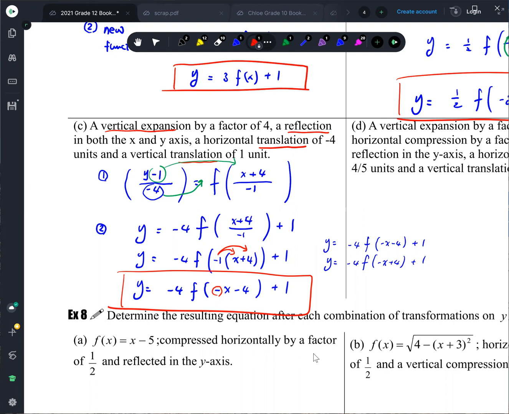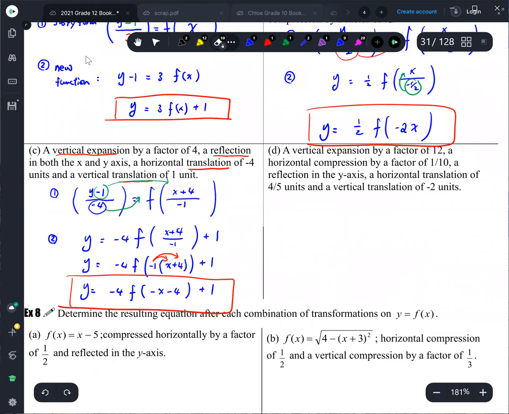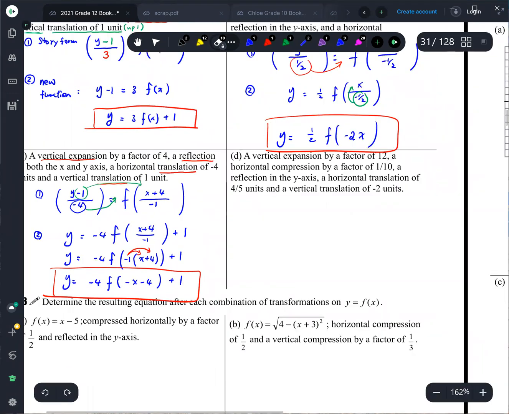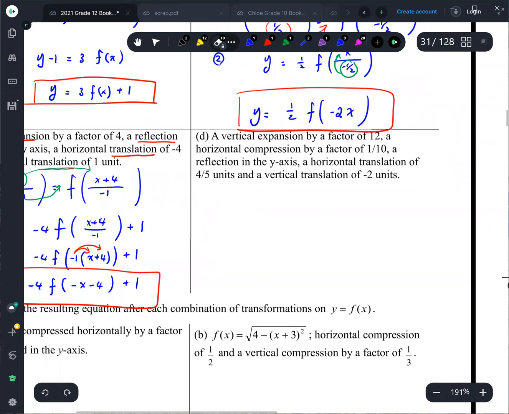Okay, we have one last question. So this one, I'll let you guys carry all the way through. We won't check the story form. So finish the question D and raise your hand.